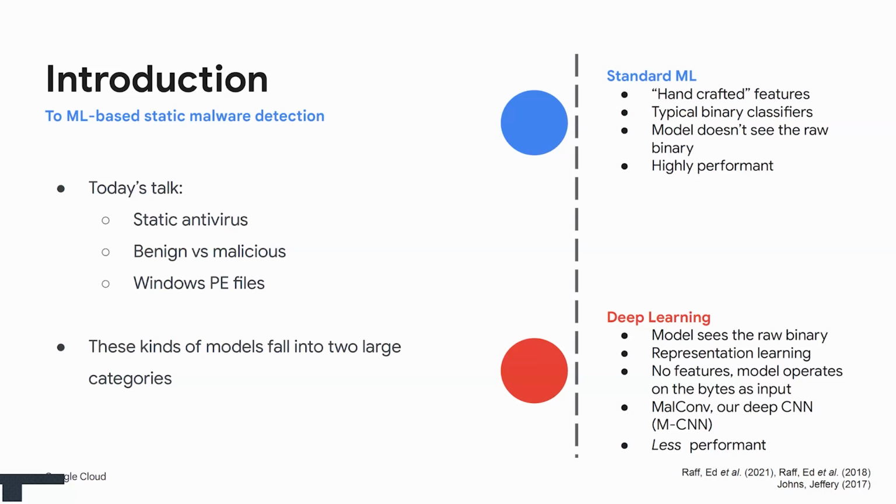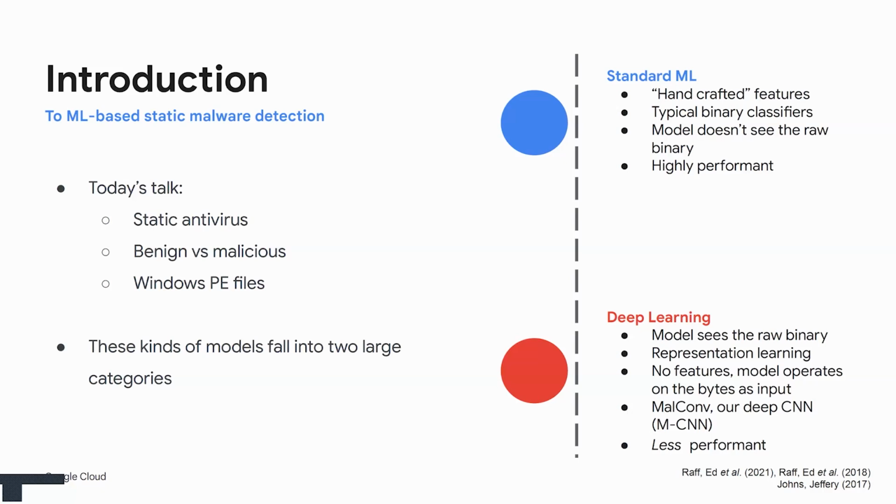These kinds of models fall into 2 large categories. I'm going to call one the standard machine learning approach, and the other the deep learning approach. In the standard machine learning approach, we have expert-based features. We feed these into a binary classifier. Often it's a random forest, a gradient-boosted tree, sometimes a deep neural net. But all of these models learn directly from the features and not from the actual raw binary file. These are all highly performant. If you look at the open data sets out there, a standard machine learning model is state-of-the-art on all of them.